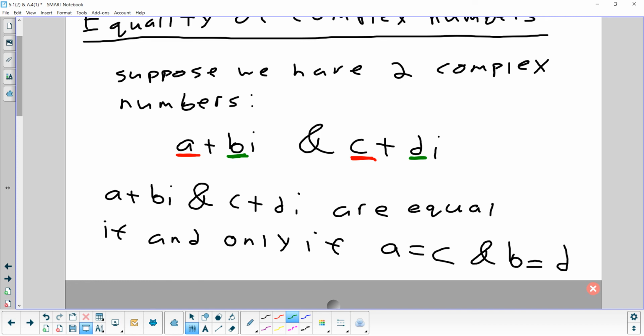Normally when you ask if two numbers are equal, there's only one thing you need to check. You just have a number, and you just check it with the other number. With a complex number that has a real and imaginary part, you need to check two things. Do the real parts match? Okay. Do the imaginary parts match? Okay. If they do, then they are considered the same number.